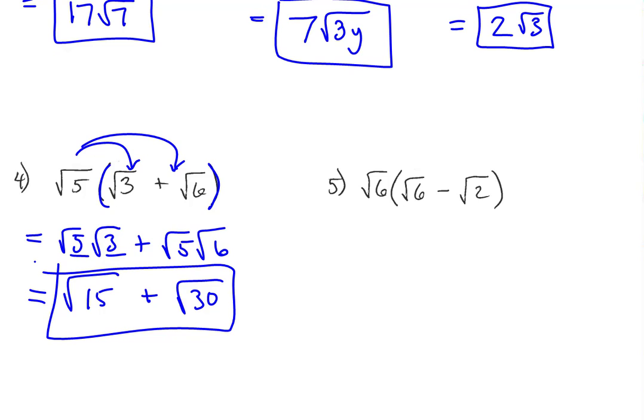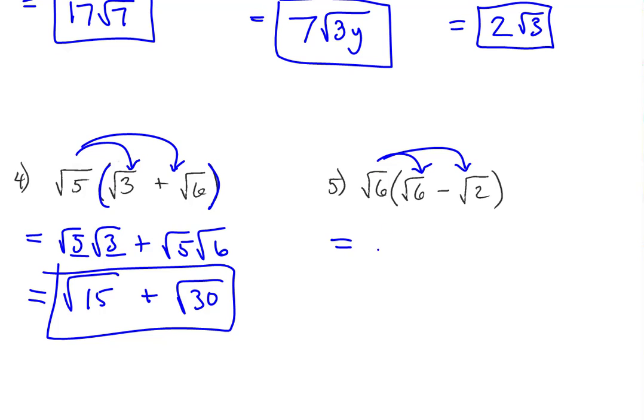Our next example is similar. It is square root of 6 outside of parentheses, which contain square root of 6 minus square root of 2. Well, in the same way, we're going to distribute our outer square root of 6 value inside, like we did previously here.